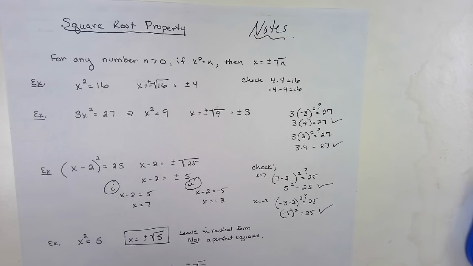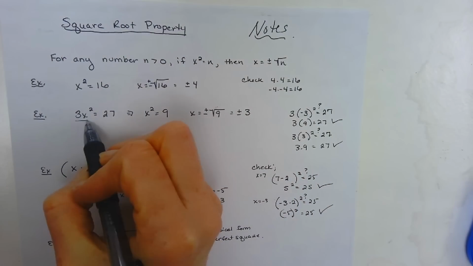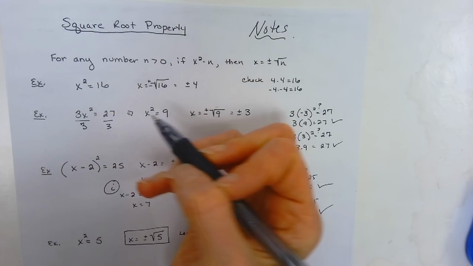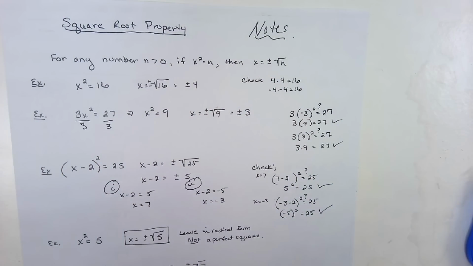Another example of an equation with an x squared in it is 3x squared equals 27. If we divide both sides by 3, we will get x squared equals 9. Using the square root property, if we take the square root of x squared, because it's a variable, we're going to include both the positive and the negative solution. So plus or minus the square root of 9, and that equals plus or minus 3.